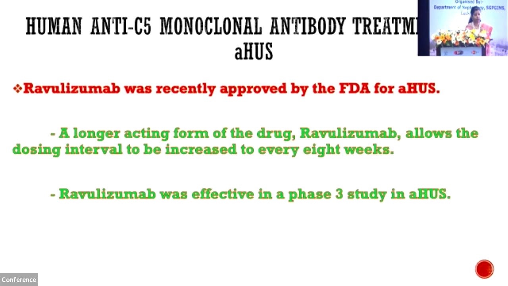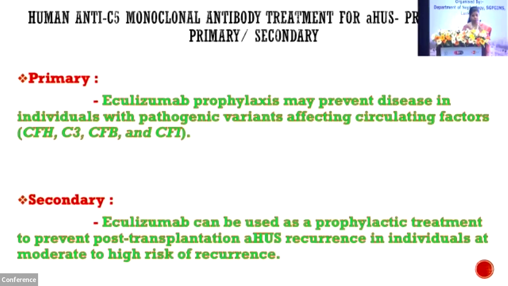The other C5 antibody that has been recently approved by FDA is ravulizumab. The advantage of this over eculizumab is that it is longer acting. So you need to give it only every 8 weeks. Now, does eculizumab have a role in preventing recurrence? Yes, both primary and secondary. Primary in people who have known pathogenic variants, and secondary to prevent post-transplant recurrence in people who had TMA-related end-stage kidney disease.